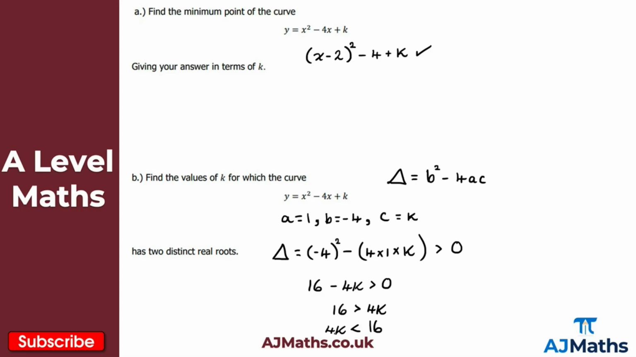Okay, and from here we just divide by the coefficient of k. So in that case, we get that k is less than 16 over 4, which is 4. Okay, so as long as k is less than 4, then it satisfies this condition that it has two distinct real roots, and that gives us the solution to that question.